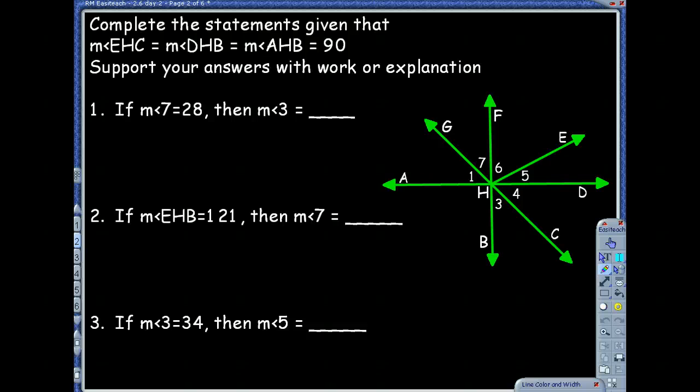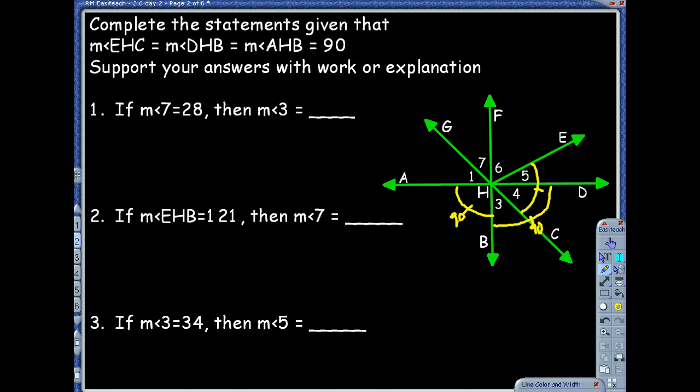Okay, so we are given that the measure of angle EHC, so this right here, EHC, is the same measure as DHB. So here's DHB. I'm going to mark that one also. So those two are the same measures. And it's also equal to the measure of AHB, and they're all equal to what? 90 degrees. So if you want to leave it like this, you can and just put some 90s.